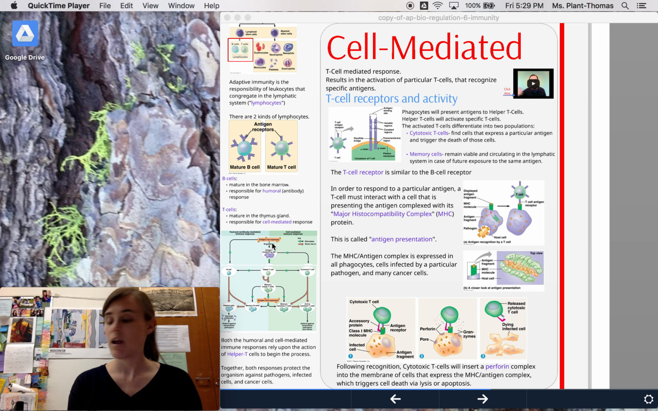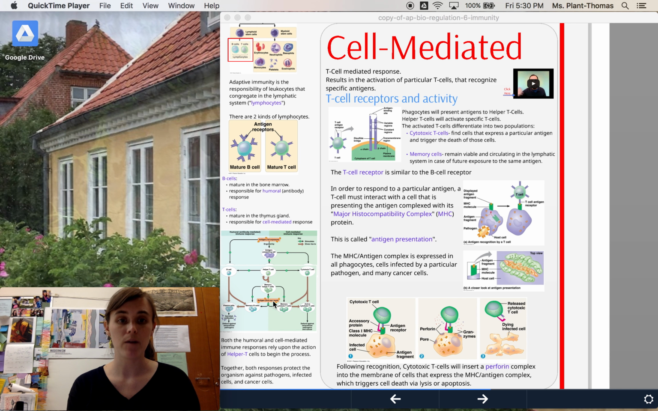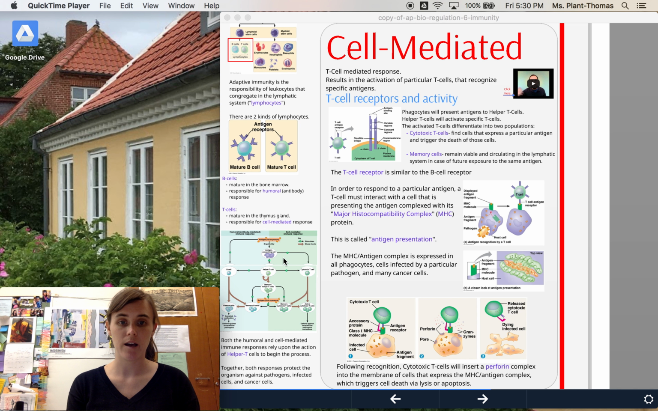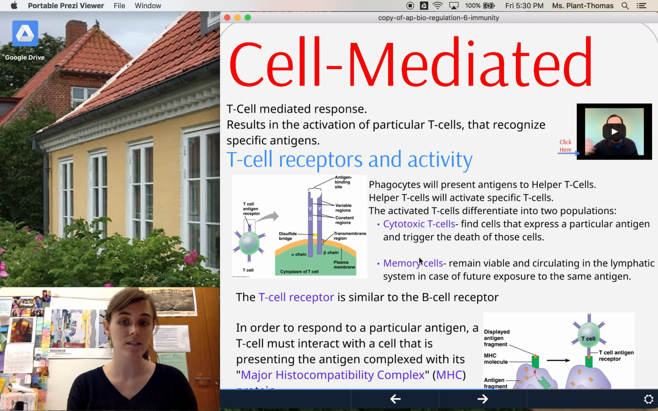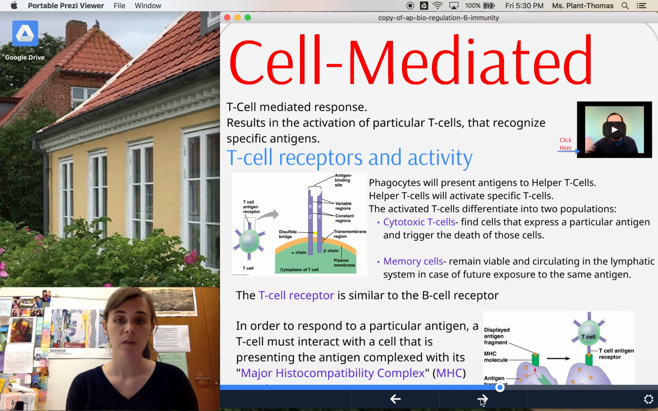Again, figure 35.16 on page 723 is really helpful for understanding what I'm going through. If you look at this image that I'm circling with my cursor, that draws your attention to the figure I'm talking about. Okay, so this has to do with T cells, and specifically we're talking about cytotoxic T cells and memory T cells.